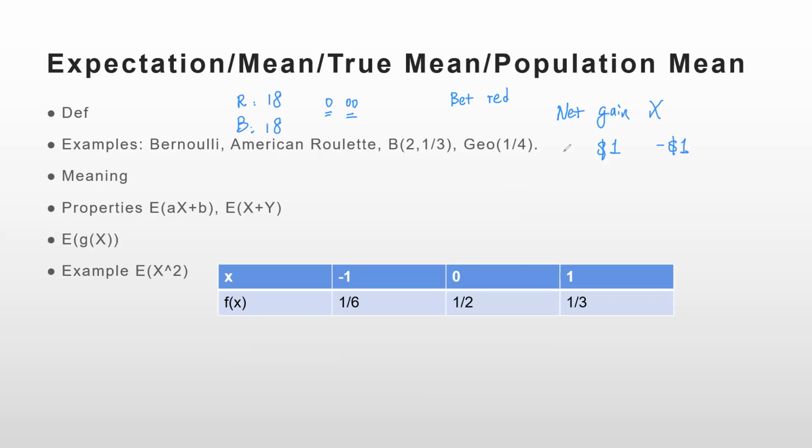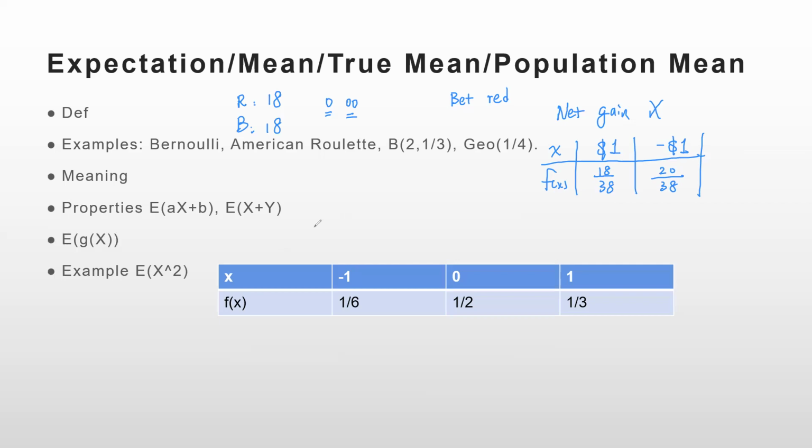And then we talk about the probabilities. This is little x, and this is our probabilities, f(x). You bet on the color, say you bet on red. So the probability that it lands on red is 18 out of 38, because in total you have 36 plus 2 numbers. And the probability of losing $1 is 20 out of 38. So you add the probabilities, you get 1.